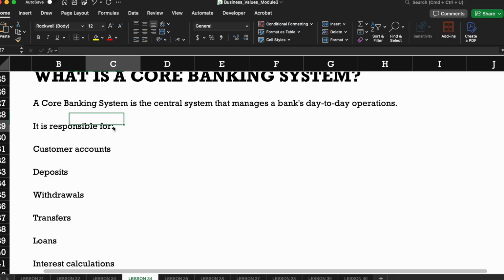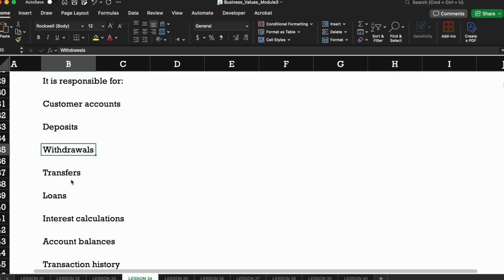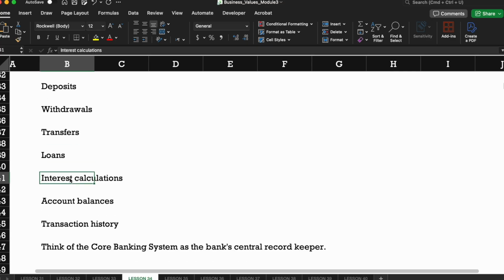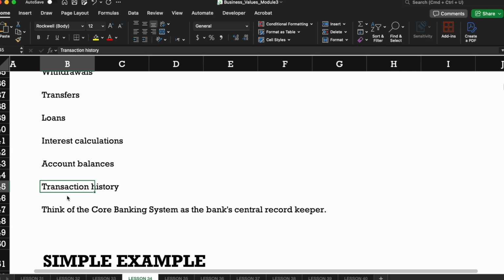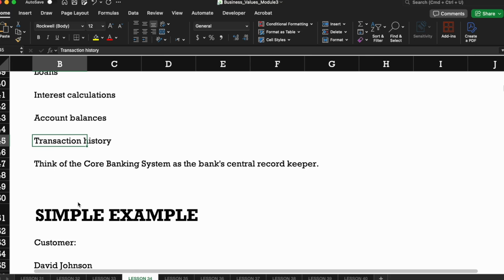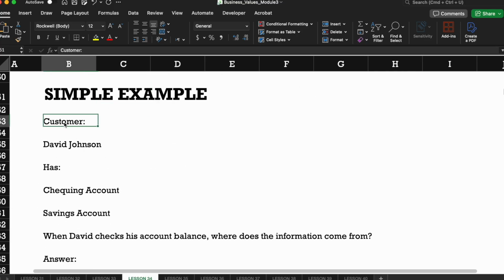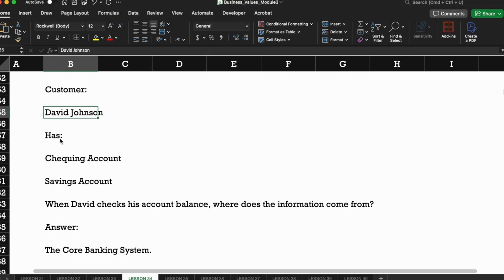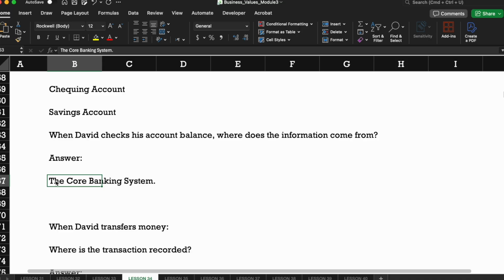It is responsible for customer accounts, deposits, withdrawals, transfers, loans, interest calculation, account balances, transaction history, and many more. So think of the core banking system as the bank's central record keeper. Example: customer David Johnson has a checking account and a savings account. When David checks his account balance, where does the information come from? Answer: the core banking system.